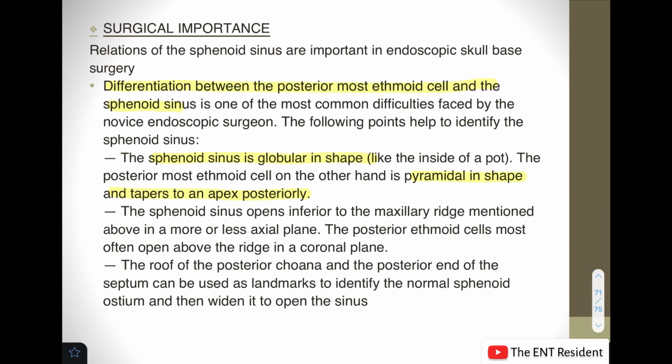Secondly, the sphenoid sinus opens inferior to the maxillary ridge, and the posterior ethmoidal cells most often open above the ridge. And the roof of the posterior choana and the posterior end of the septum can be used as landmarks to identify the normal sphenoid ostium and then widen it to open the sinus.